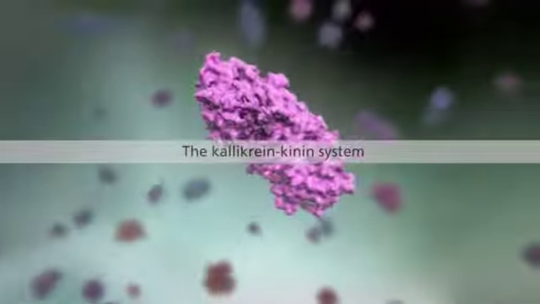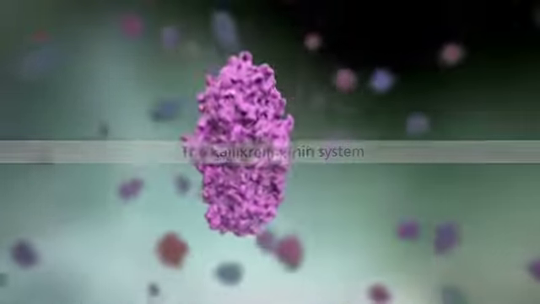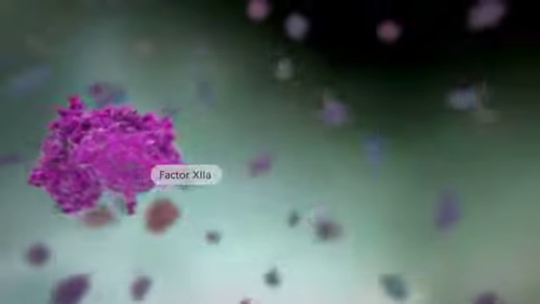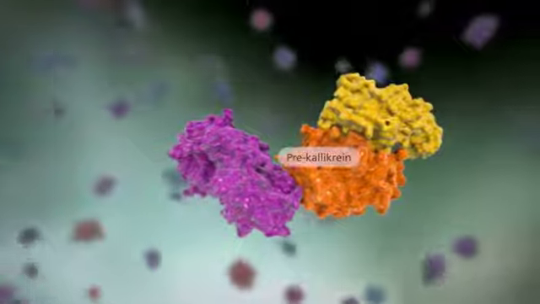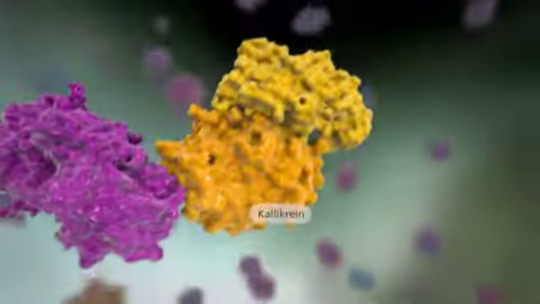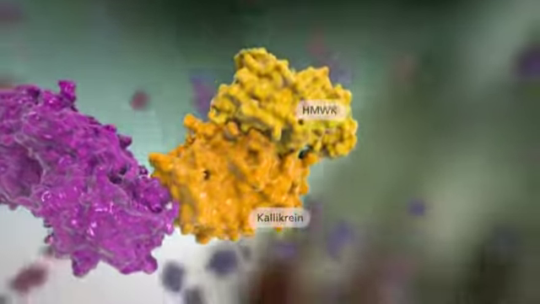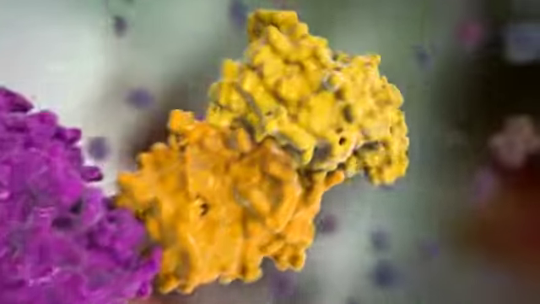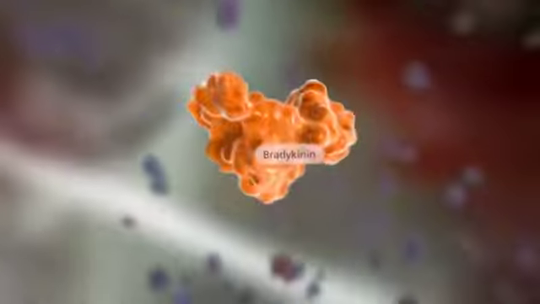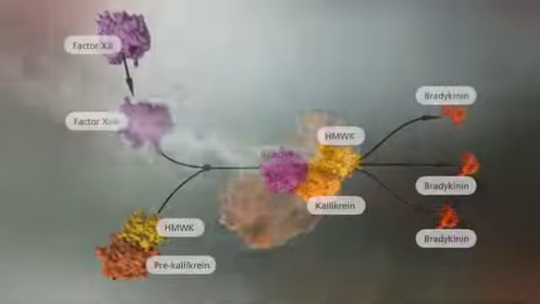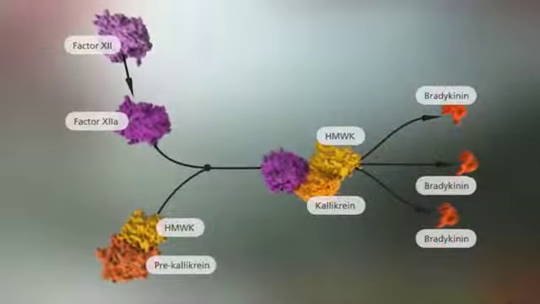In the kallikrein-kinin system, autoactivation of factor 12 leads to cleavage of pre-kallikrein to form kallikrein. Kallikrein cleaves high molecular weight kininogen to also produce bradykinin, the key mediator of vasodilation and vascular permeability in non-allergic angioedema.